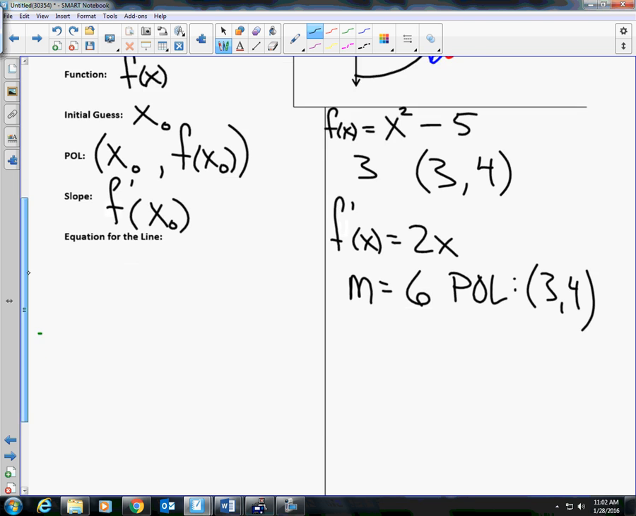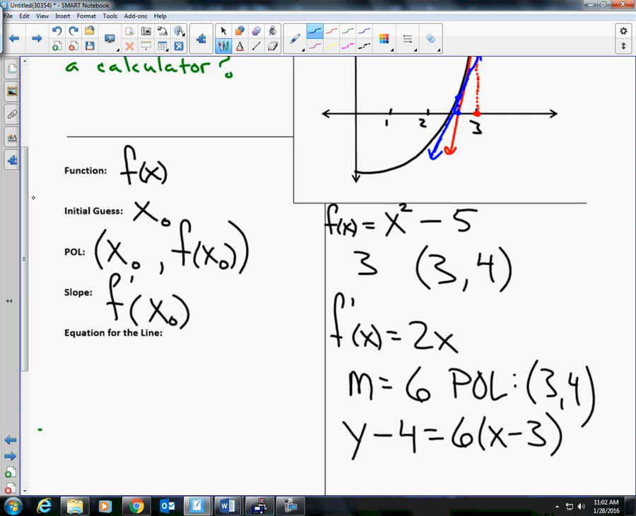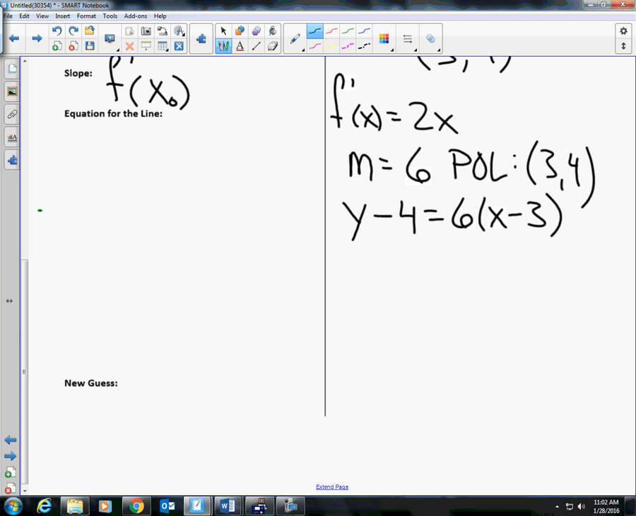Let's now find our guess. We need to write an equation for the line. Y minus 4 is equal to 6 times x minus 3. If we are finding the x-intercept, what value do we know at an x-intercept? If you're solving for an x-intercept, for any function, the y value is 0. Everybody agree? We're going to take y and set it equal to 0.